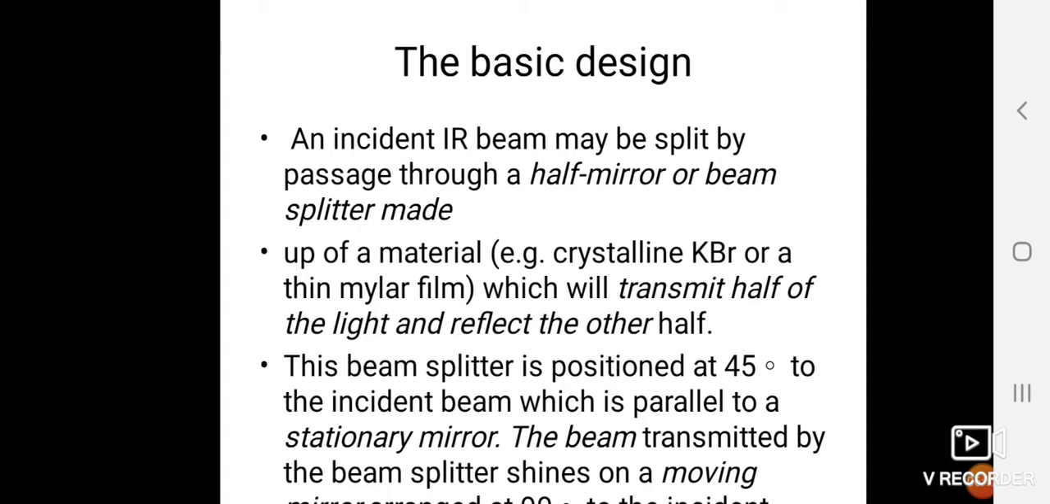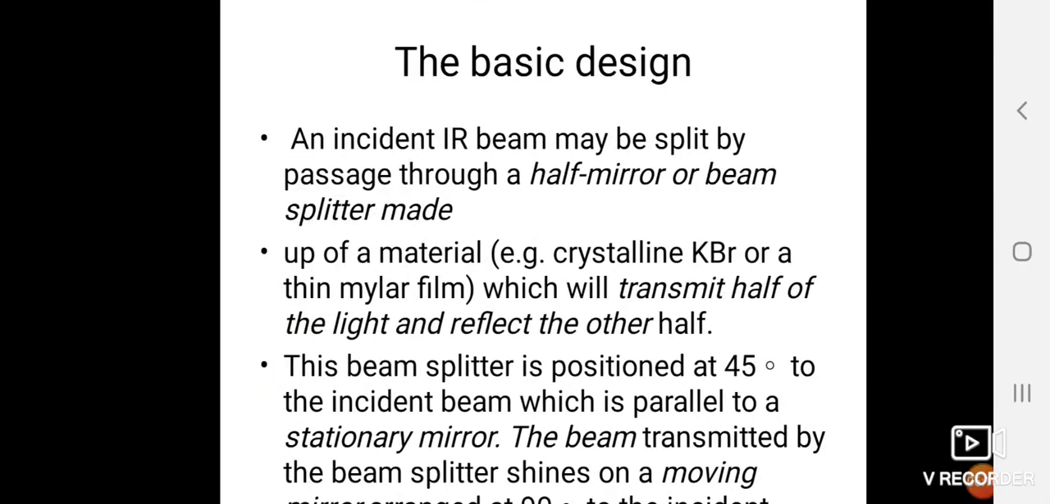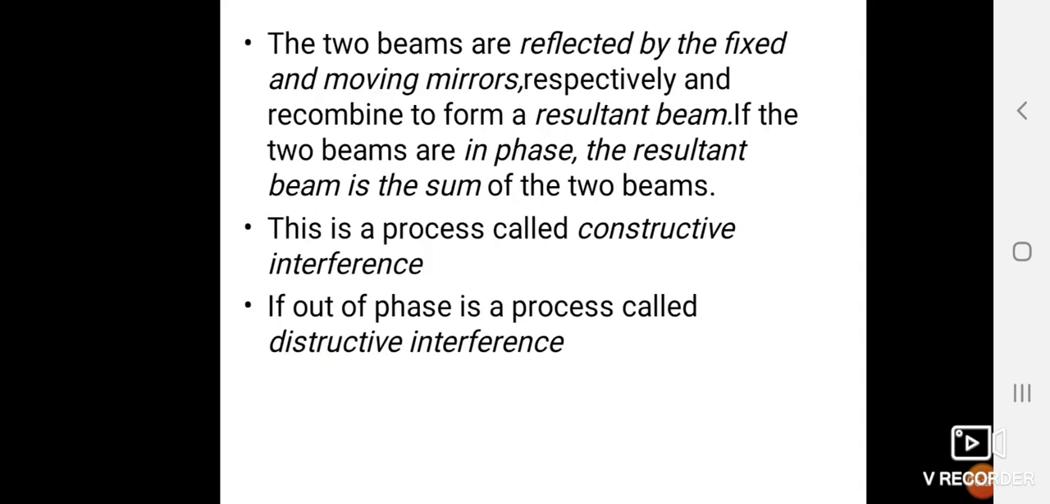So the beam transmitted by the beam splitter shines on the moving mirror, and the reflected beam shines on the stationary mirror, and then again it comes back to the sample. So two beams are reflected by the fixed and moving mirrors, and then they come back. The resultant beam is the sum of both beams, and this process is called constructive interference.